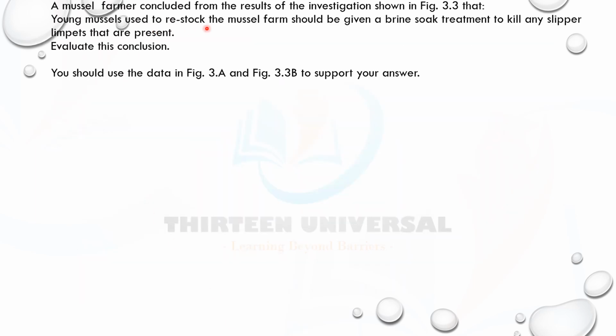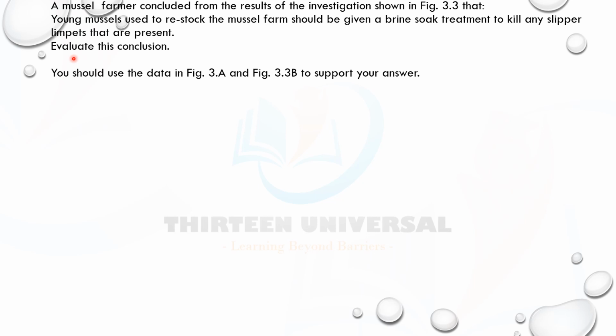A young mussel farmer, observing a scientist do this, concluded from the results of the investigation shown in Fig 3.3 that young mussels used to restock the mussel farm should be given a brine soak treatment to kill any slipper limpets that are present. Evaluate this conclusion. So I want us to evaluate it. You should use the data in Fig 3.3a and Fig 3.3b to support your answer. So evaluate means you should assess it.